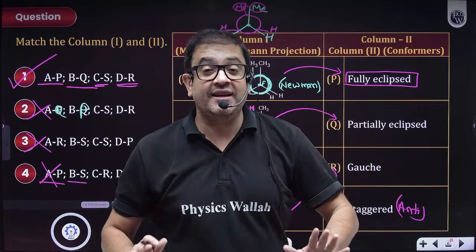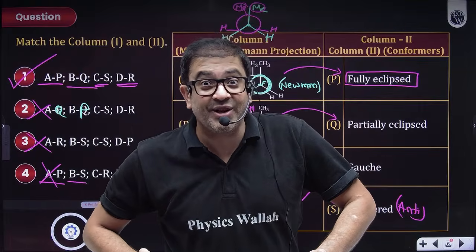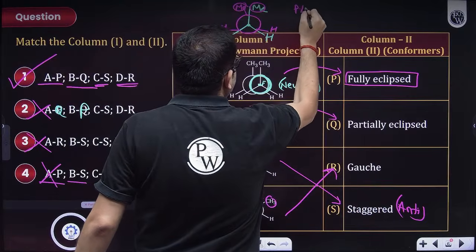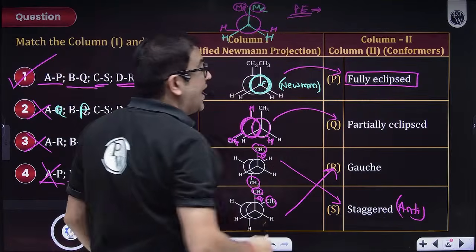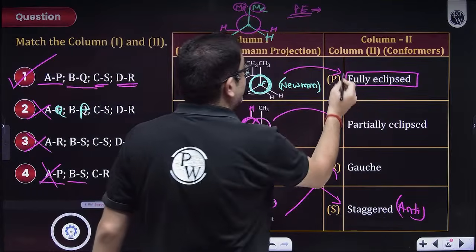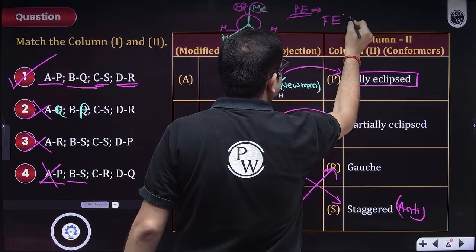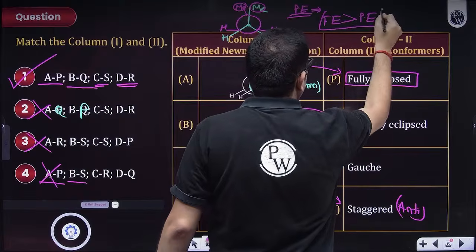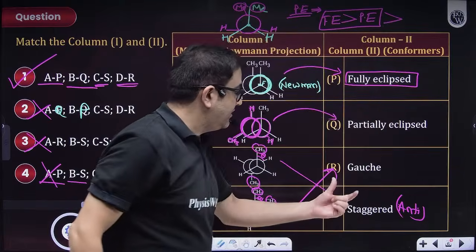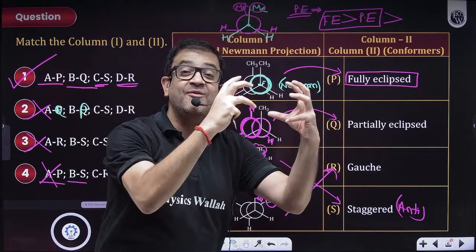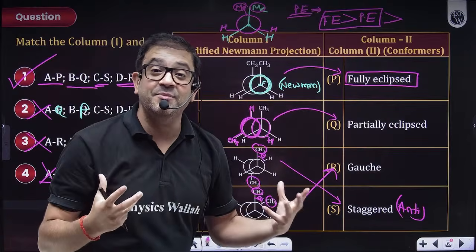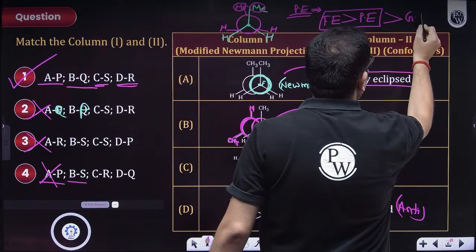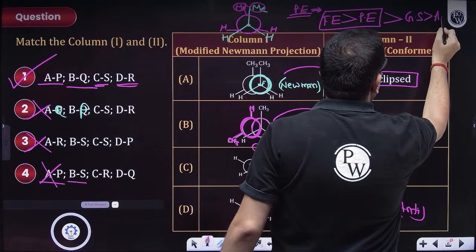Let us revise the potential energy of them. If we see their energy profile, which has the highest energy? The eclipsed form. Fully eclipsed will have the highest energy, followed by partially eclipsed, followed by Gauche staggered, which will have more repulsion, the repulsion between the bulky groups. Then the most stable will be anti-staggered.